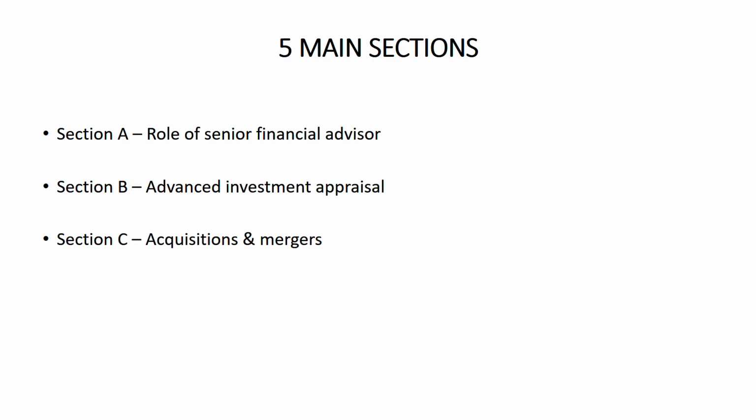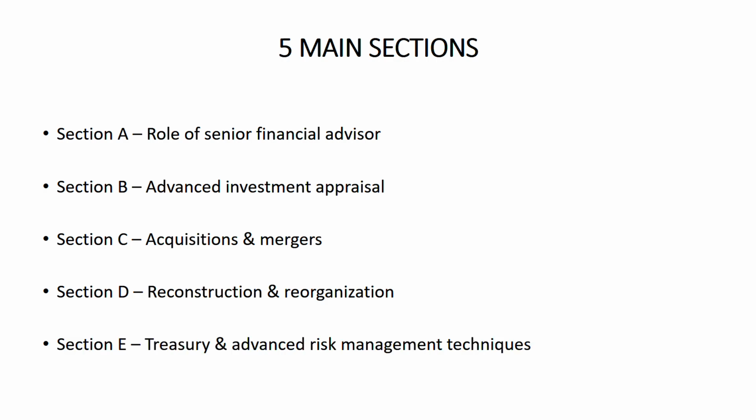Section C, acquisitions and mergers. D, reconstructions and reorganization, right? Reconstructions and reorganization is not something which comes regularly, but you might get it. You cannot judge. Sometimes you get it, but most of the time it is section B, section C, and section E, your risk management. Section B, C, and E, and A comes throughout all of them, right? It comes under all the questions, whether a section A question or a section B question, right?